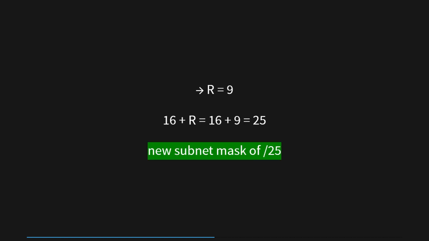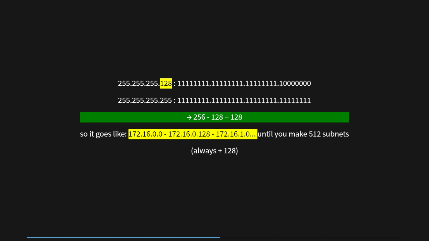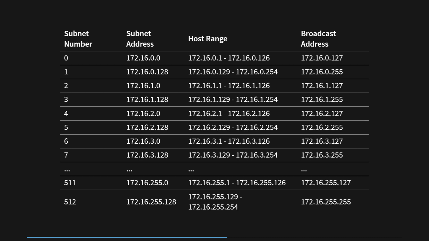Step 2. The original subnet mask is /16, 255.255.0.0. By turning on the next 9 bits starting from the second octet, the new subnet mask becomes /25, 255.255.255.128. Step 3. The subnet multiplier is 128, which can be determined by subtracting the last non-zero octet of the subnet mask from 256. 256 minus 128 is equal to 128. For step 4, this table lists the subnets, their host ranges, and broadcast addresses.